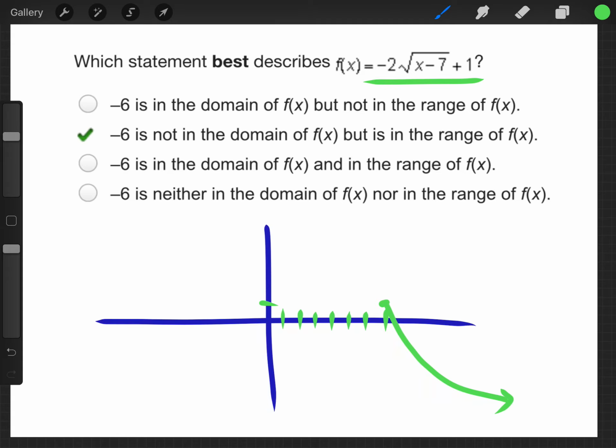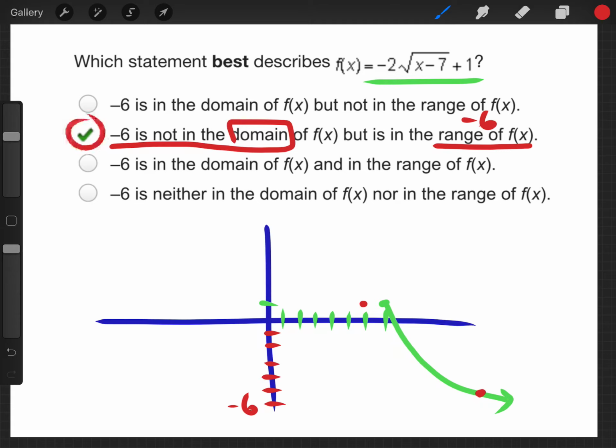Okay, and then this is gonna be the correct answer because of the negative 6 for the x. I'm gonna use that for the domain. Domain is about x, okay? So -6 is going to be right here. It's not part of the graph. But for the range, for -6, it's going to be 1, 2, 3, 4, 5, 6. The range is going to be somewhere over here. So the second one is the correct answer.